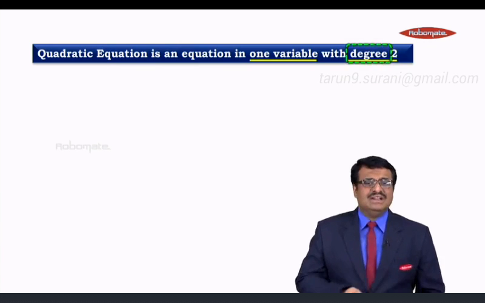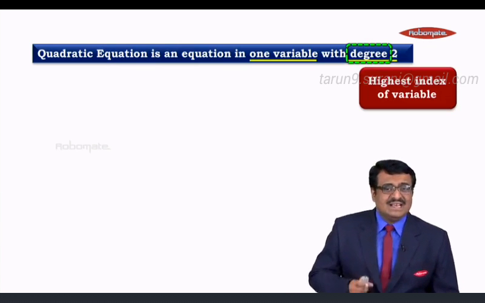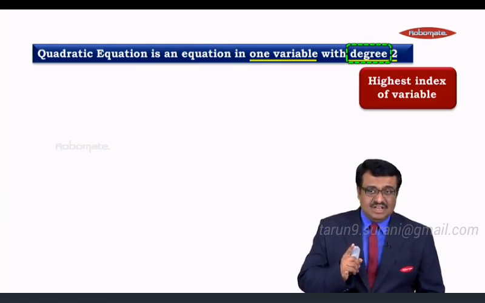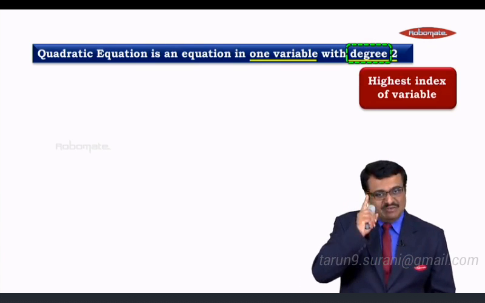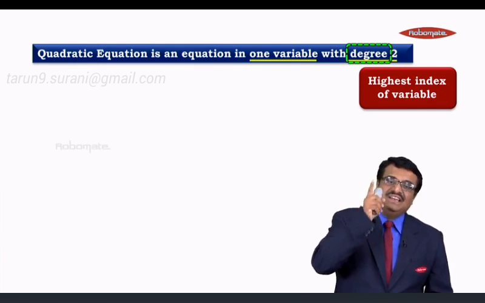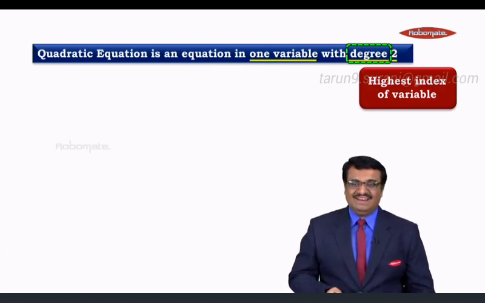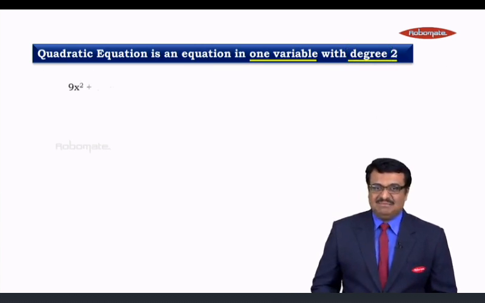What do you mean by this word degree? Degree means the highest index of the variable, or the highest power of the variable. So a quadratic equation is an equation in one variable with degree 2, which means the highest power of the variable is 2. Correct? Now let us take some examples.